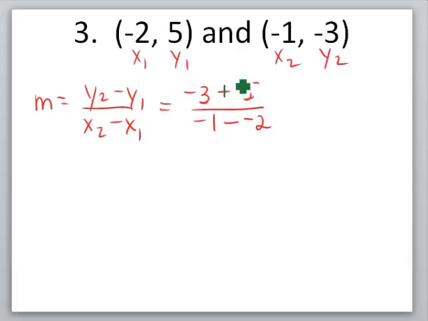I'll show you my sign changes, and then I find out my slope is negative 8 over, that would be 1, which is just a negative 8.